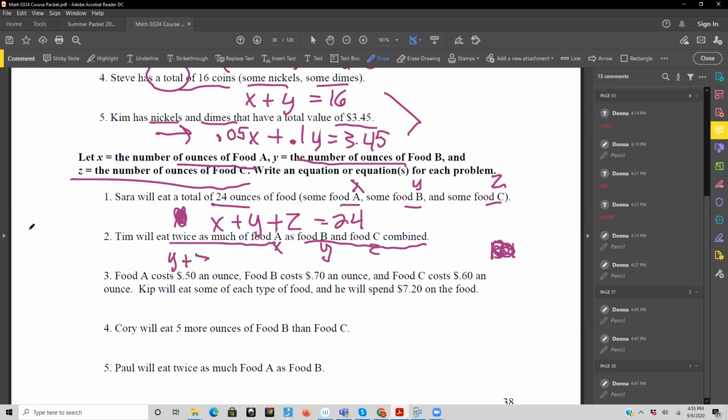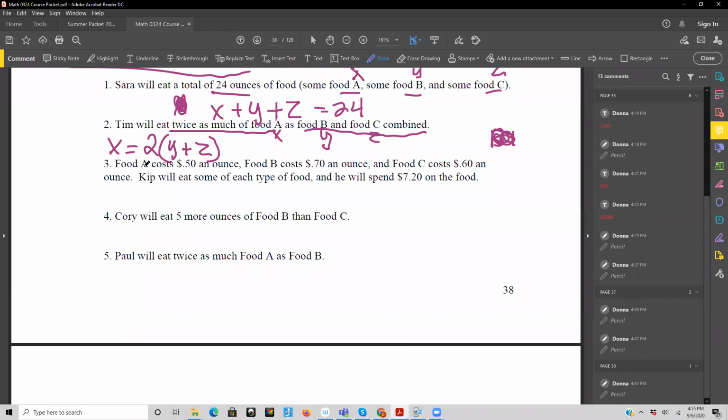And the food A is X. So I want X to be twice as much. So that means I'm going to multiply the B and C by 2. That's the thing with twice, you have to be careful of, right? Because that way I'll get 2 times what Y plus C. That's what I want. Okay.